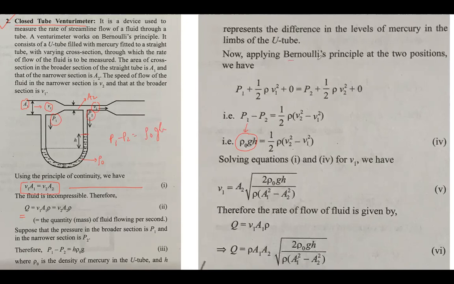Now applying Bernoulli's principle again, at this point and at this point, we get P1 plus half rho V1 square plus 0, because both these points are in the same horizontal line. So the potential energy will be 0, if we consider this as a reference line. Height according to this line will be 0 in both cases, so we are writing 0 here as potential energy. So P1 plus half rho V1 square is equal to P2 plus half rho V2 square.